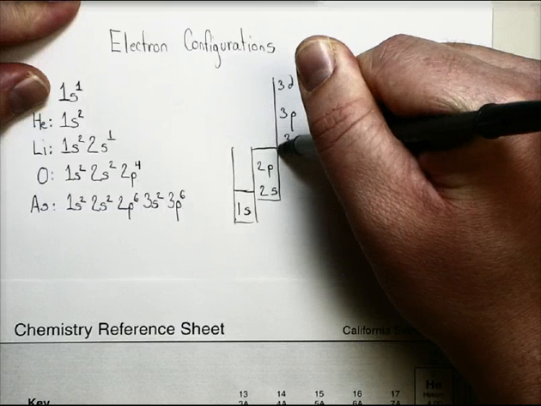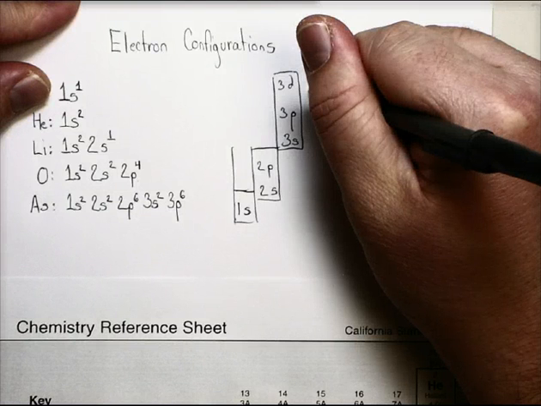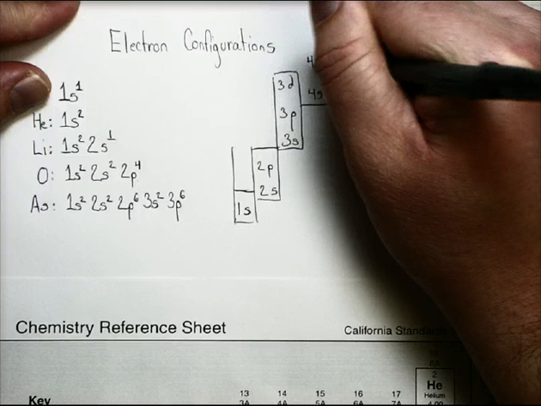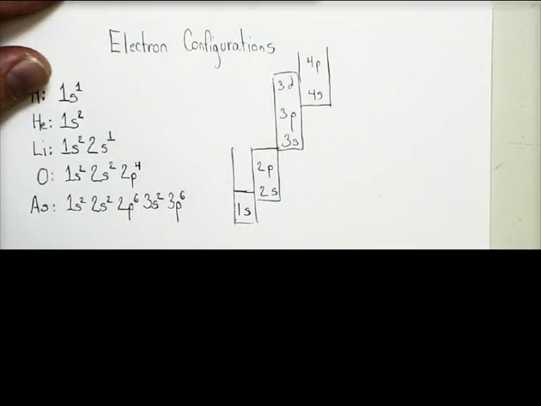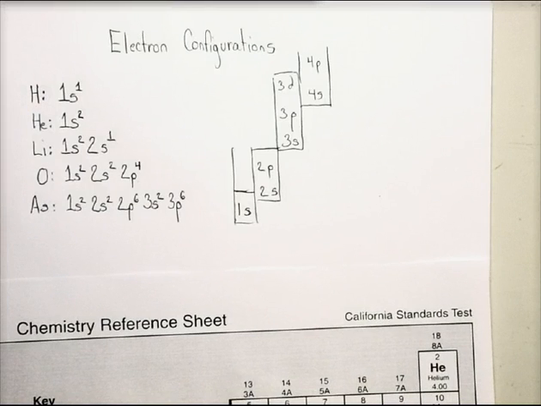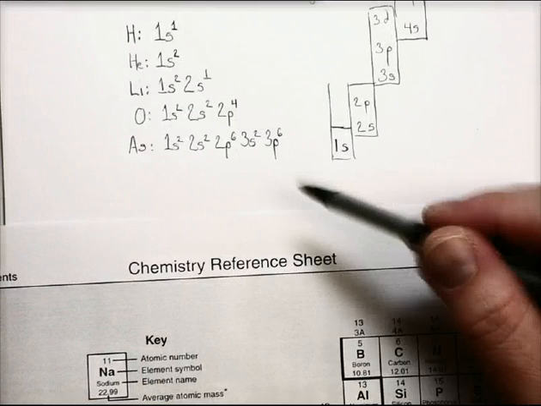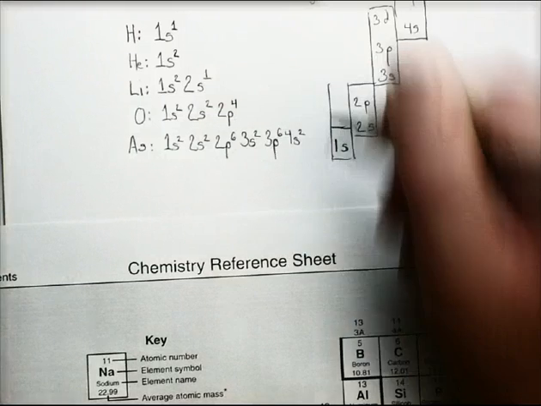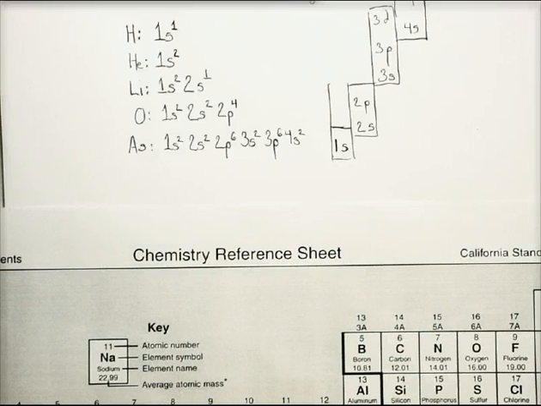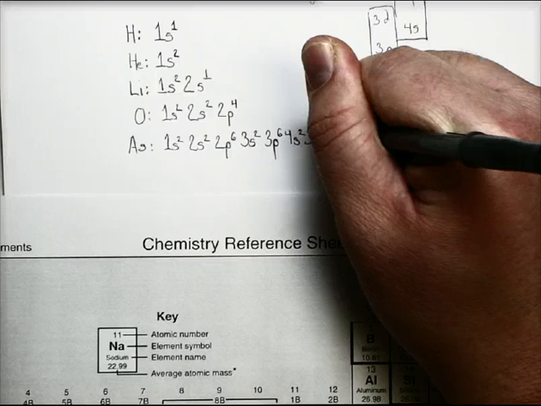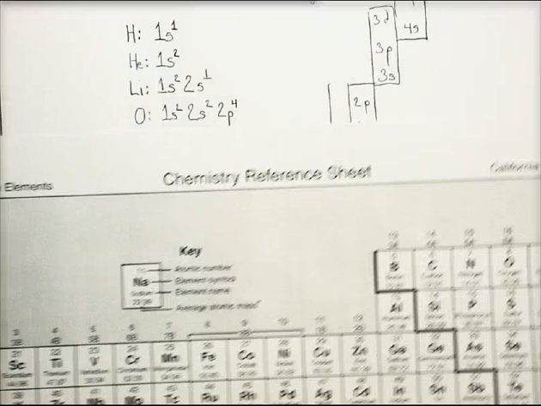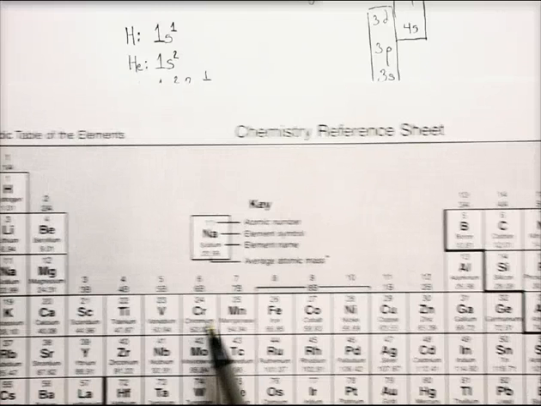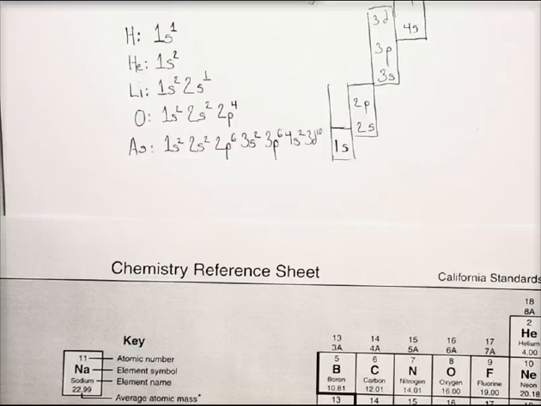4s is closer to the nucleus than 3d, which means that as these start to fill up, the next thing that fills up after the 3p6 is actually the 4s sublevel. So 4s2, and then the 3d sublevel, and I didn't leave myself enough room here. So the 4s sublevel represented here, and then the 3d sublevel, and then we get to 4p. And if we're counting carefully, we should have 3 electrons left.